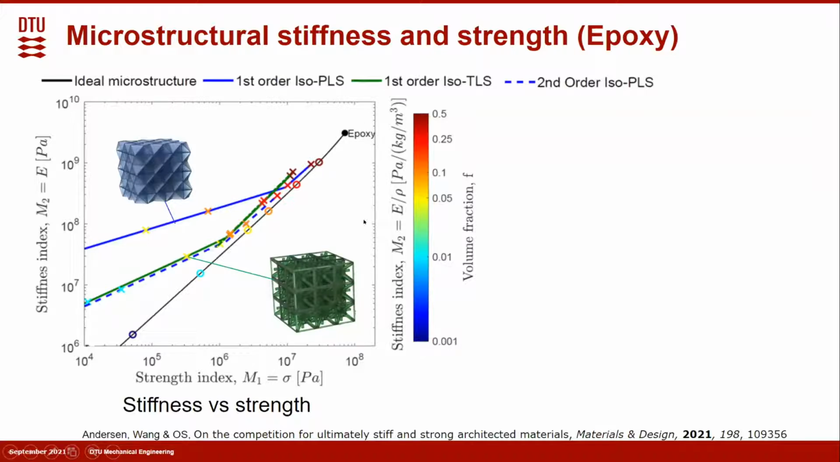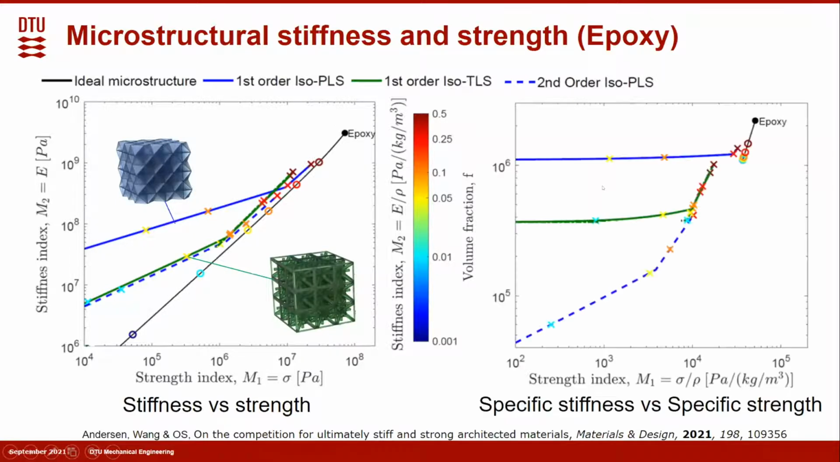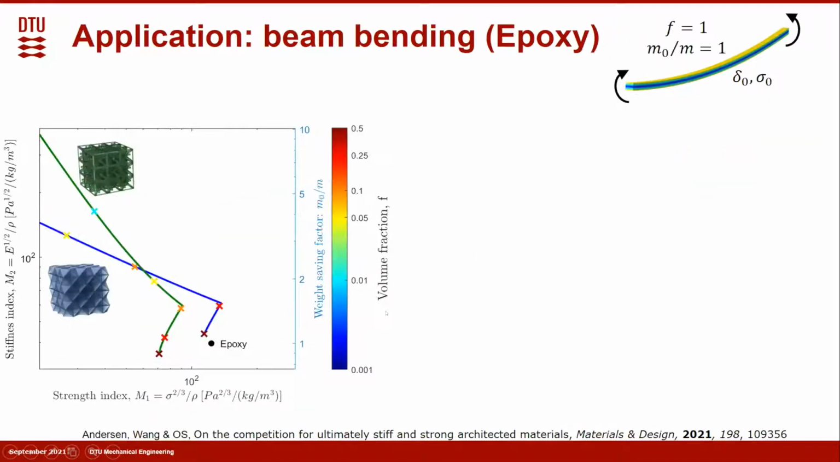In this case, we can see no matter which hierarchy you consider or which microstructure you consider, it can never beat the performance of the base material. This plot shows the specific stiffness and specific strain plot. And same as this plot, the base material has the best performance. So by only studying stiffness and strain indices, we cannot show the optimality of the microstructures.